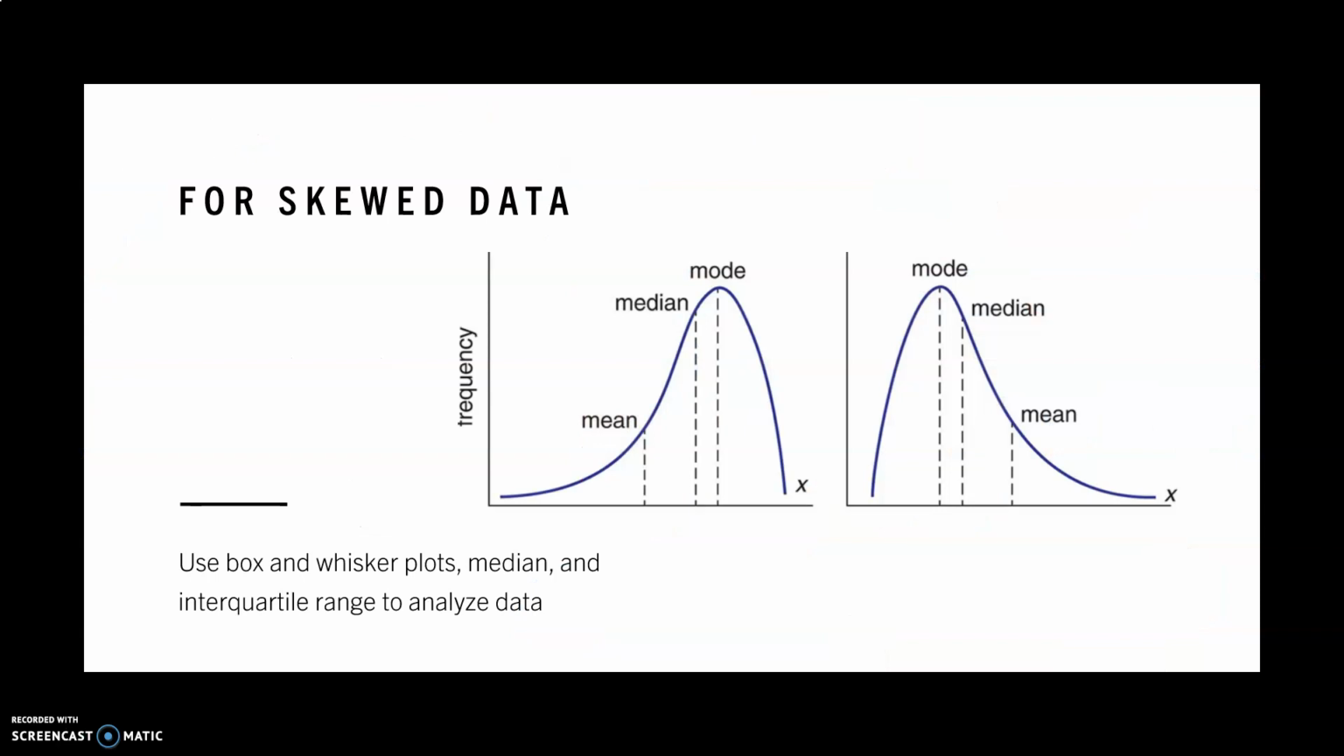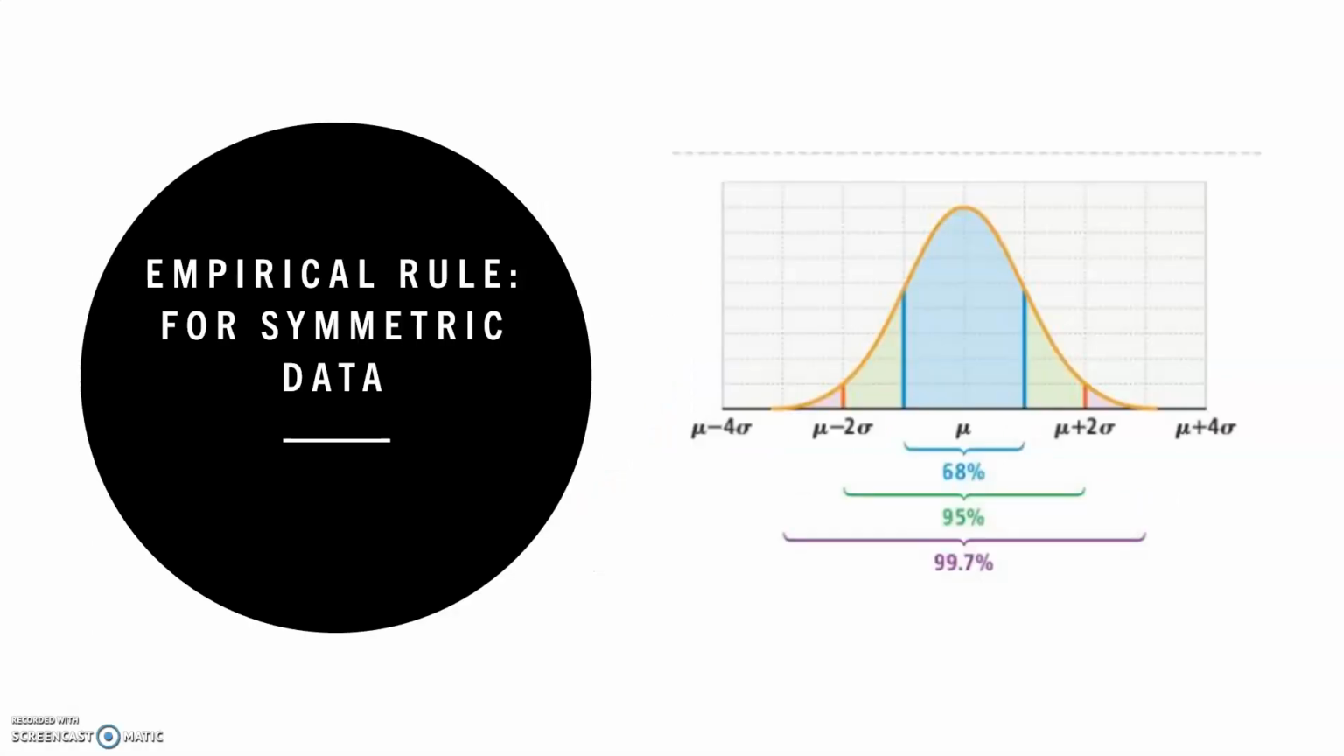If your data are skewed, if you have a tail, then you don't want to use this lesson for that kind of data. For that kind of data, you should make box and whisker plots, analyze the median, and look at the interquartile range to think about the spread of the data. So skewed data is not applicable to this situation. The situation is when you have symmetric data.